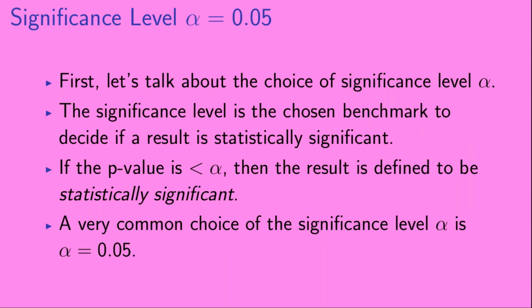First, let's talk about the choice of significance level alpha. The significance level is the chosen benchmark to decide if a result is statistically significant. If the p-value is less than alpha, then the result is defined to be statistically significant. A very common choice of the significance level alpha is alpha equal to 0.05.